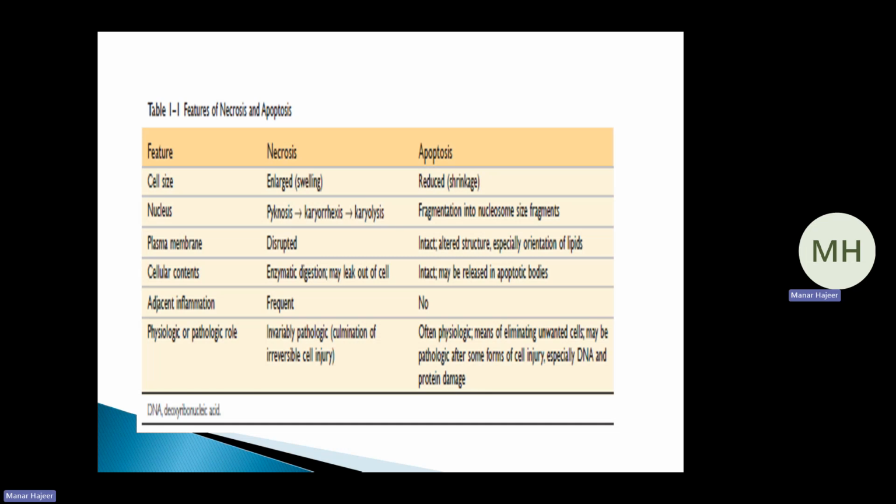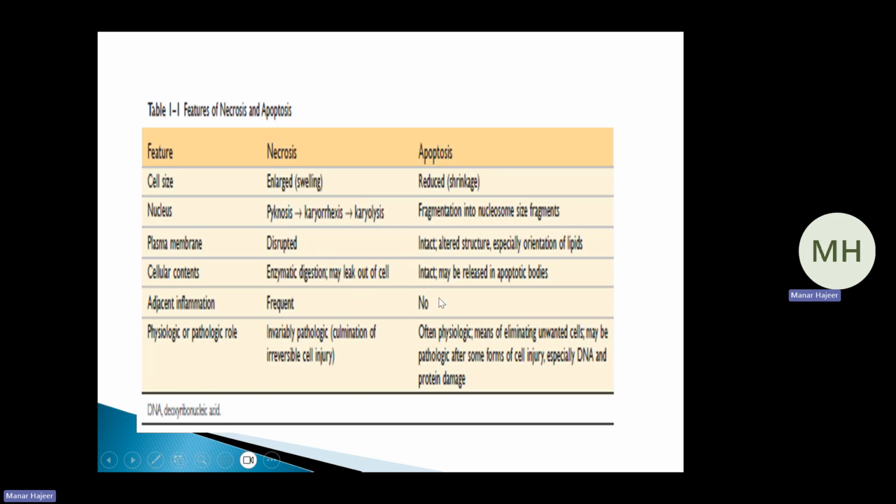an apoptotic body in order for the macrophages to engulf them and remove them. The plasma membrane is disrupted and destroyed in cases of necrosis, بينما it is intact in cases of apoptosis. That's why the cellular content or the enzymatic content of the cells can leak out in cases of necrosis. However, they are maintained inside the cell in cases of apoptosis. Adjacent inflammation is frequent in necrosis, however, it is absent.